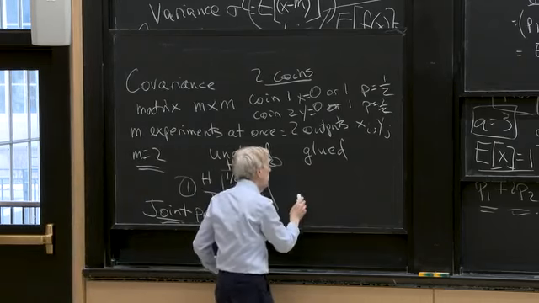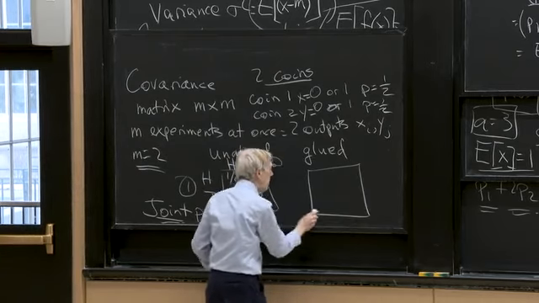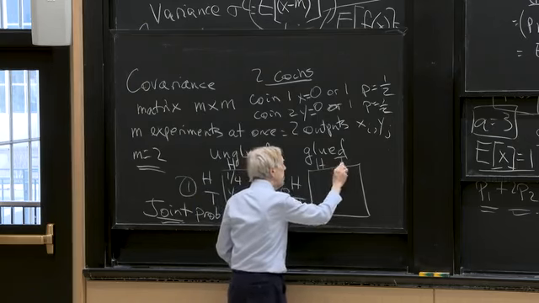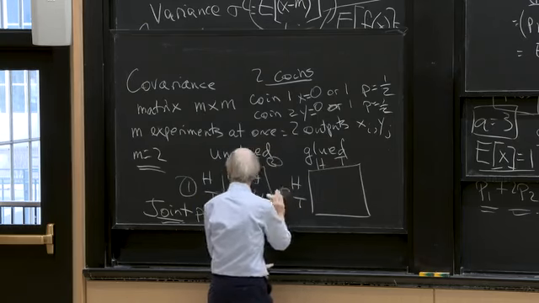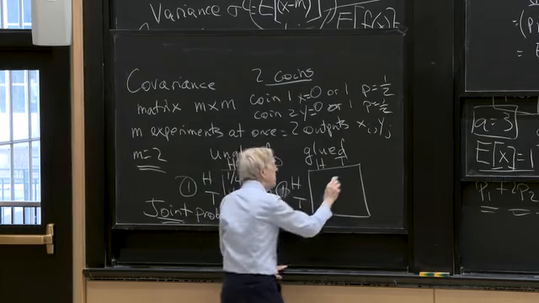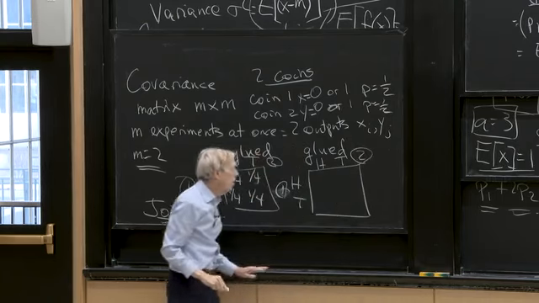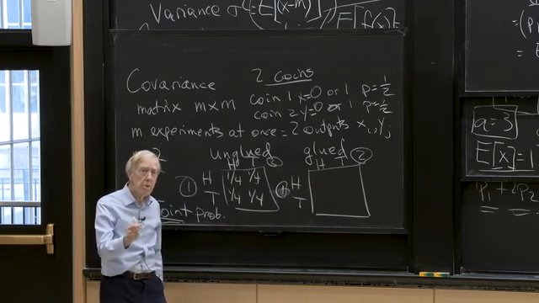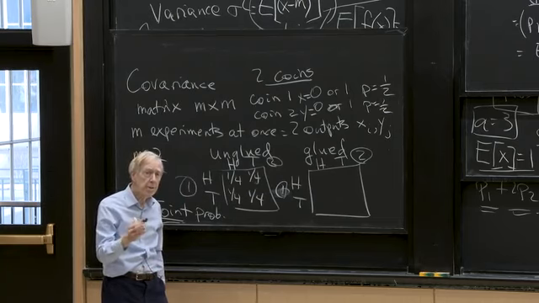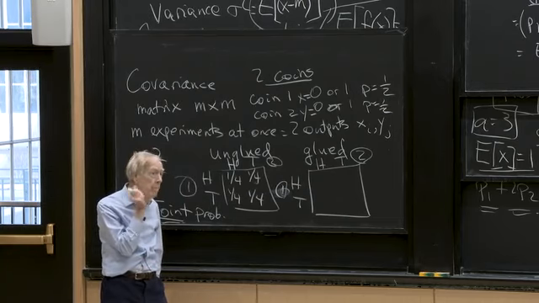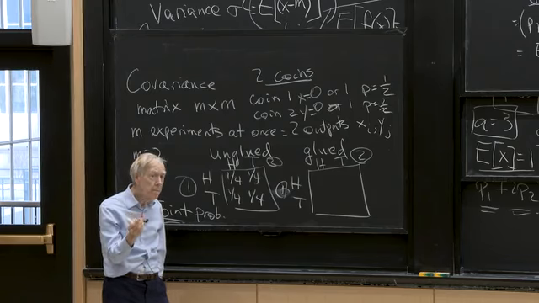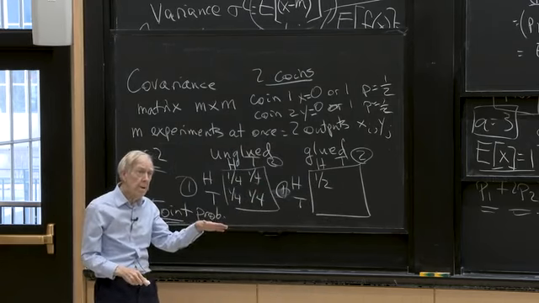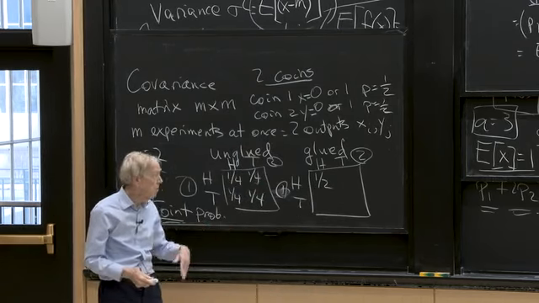But now if they're glued, heads and tails on the first coin, heads and tails on the second coin. Okay, now what do I put in there? So the two coins are glued together. What is the chance that they both come up heads? 1/2, right, 1/2. Because if one comes up heads, the other one is glued to it, it will also.